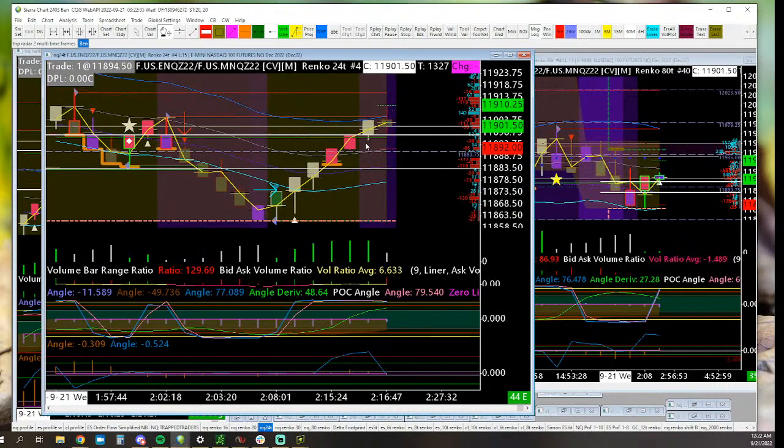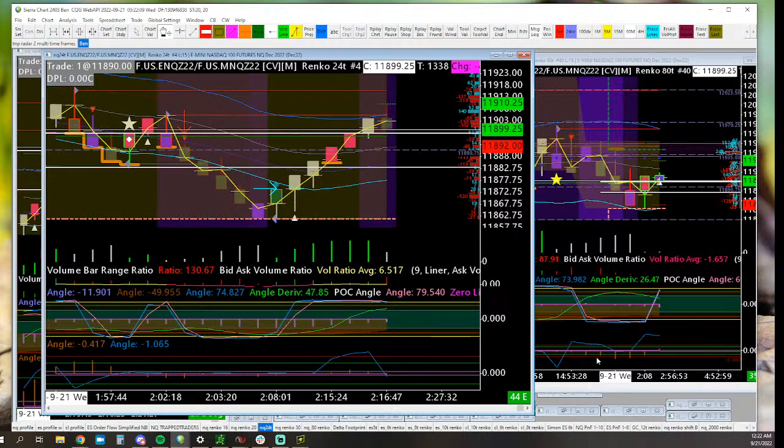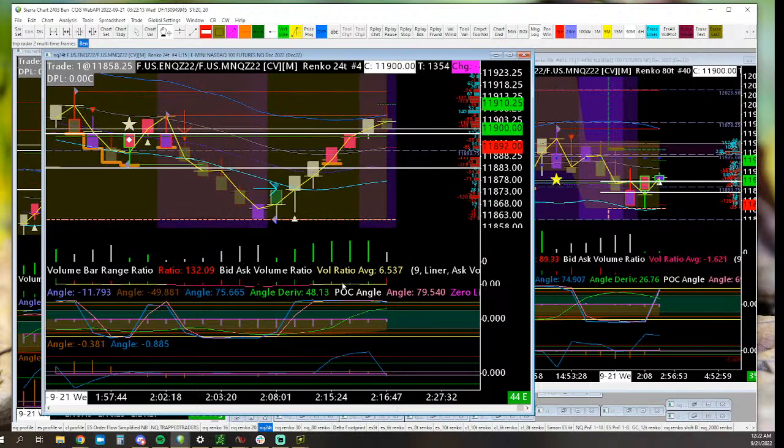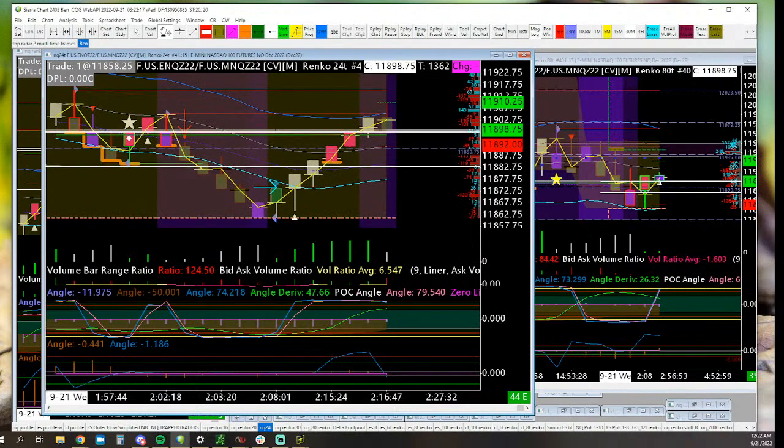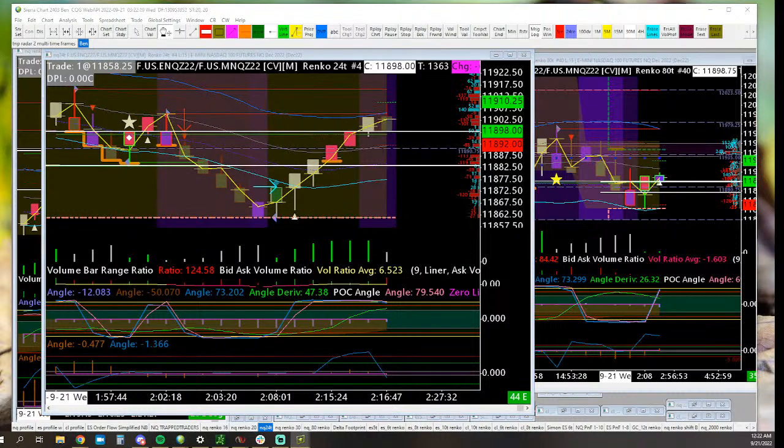I can't just short on location. Even if I have some tip that the market's not going any higher than 11,900 or whatever, I can't just short the location anymore. I used to do that, and I've lost a lot of money doing that. So I needed to find a more precise way.